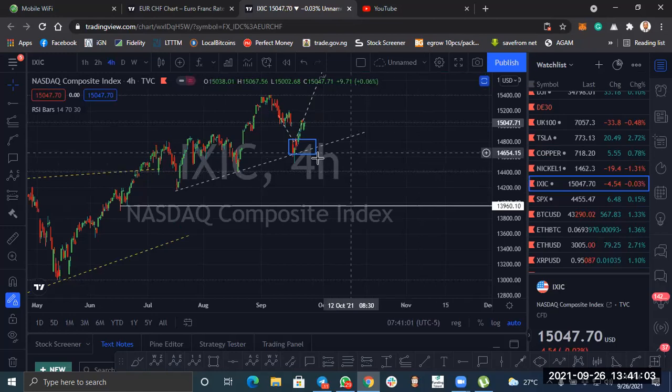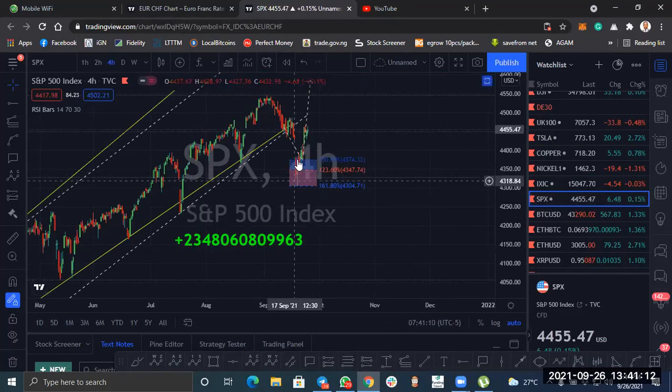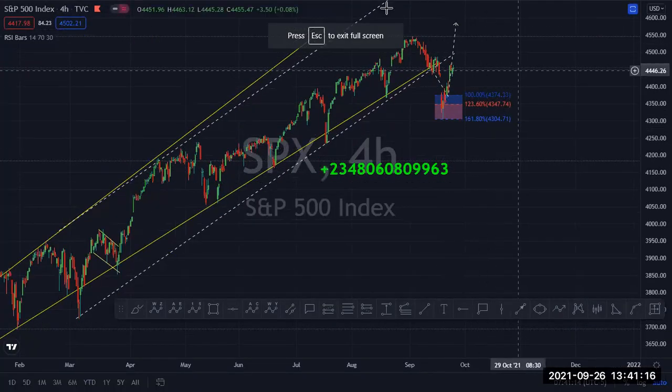Nasdaq pierced our level a little, is now buying back. S&P 500 turned at our reversal zone, is now buying again.